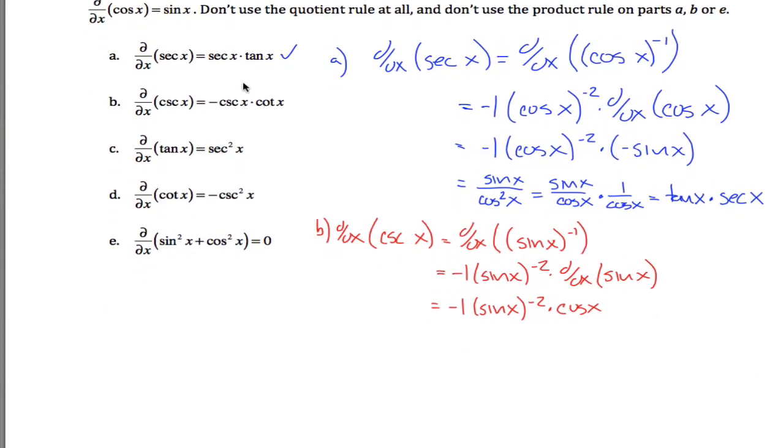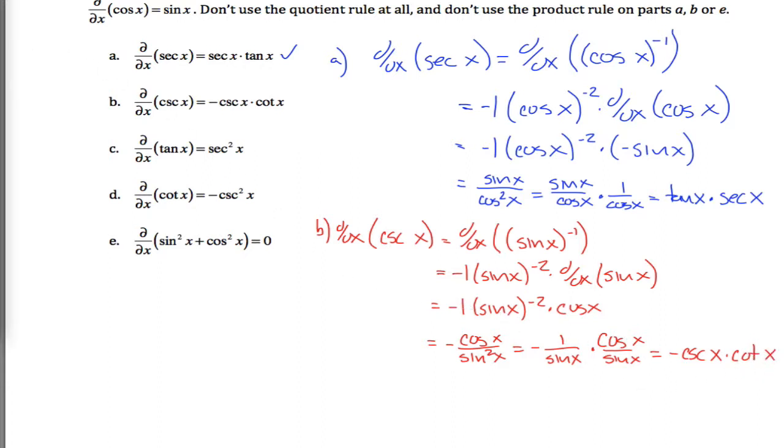And I think this is the same as negative cosecant times cotangent. To show that, sine of x to the negative 2 power is the same as sine squared of x in the denominator here. So I got negative, let's see, I want cosecant times cotangent. So negative 1 over sine of x times cosine over sine, which sure enough is negative cosecant of x times cotangent of x.